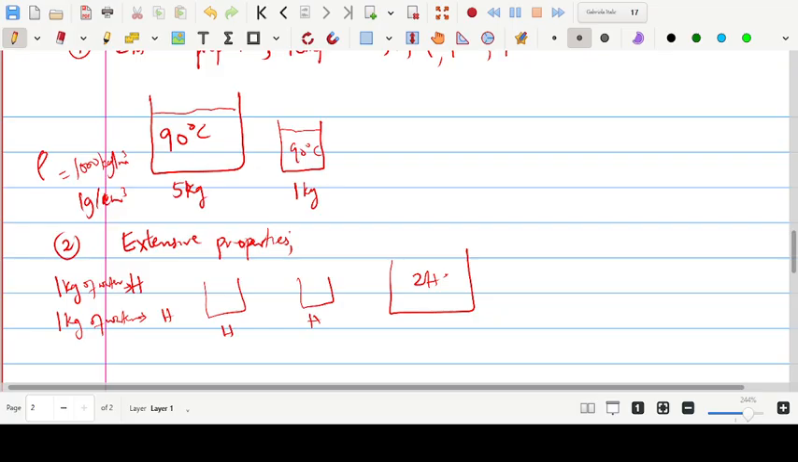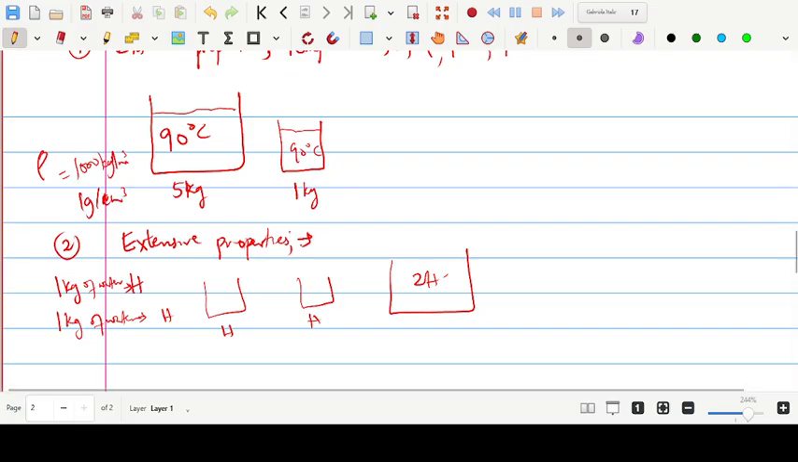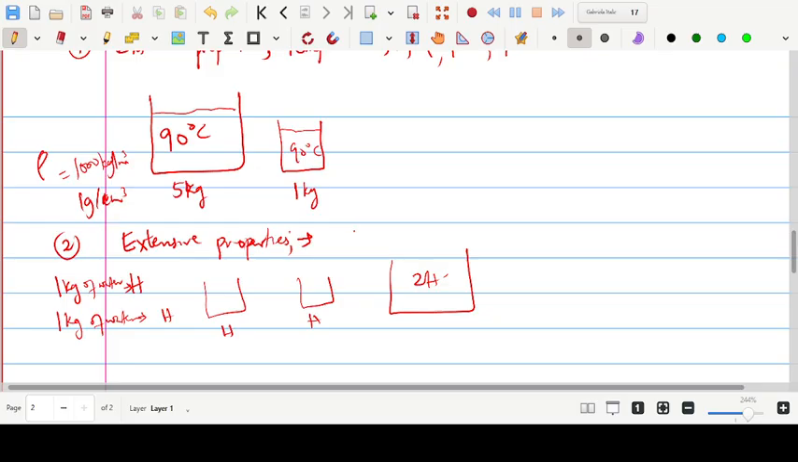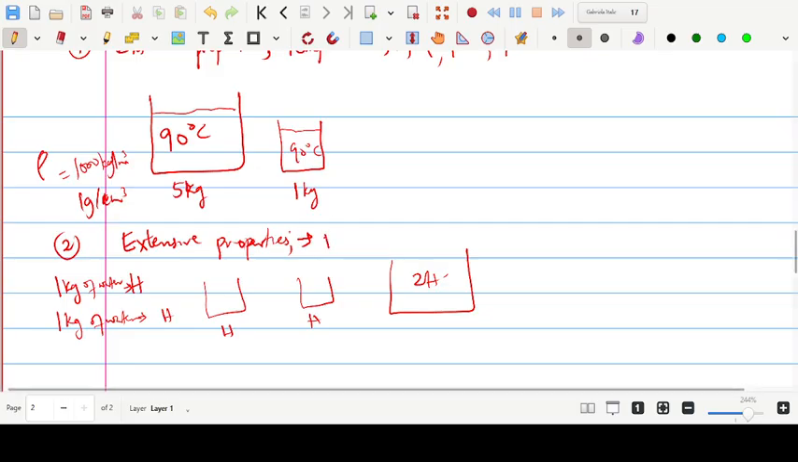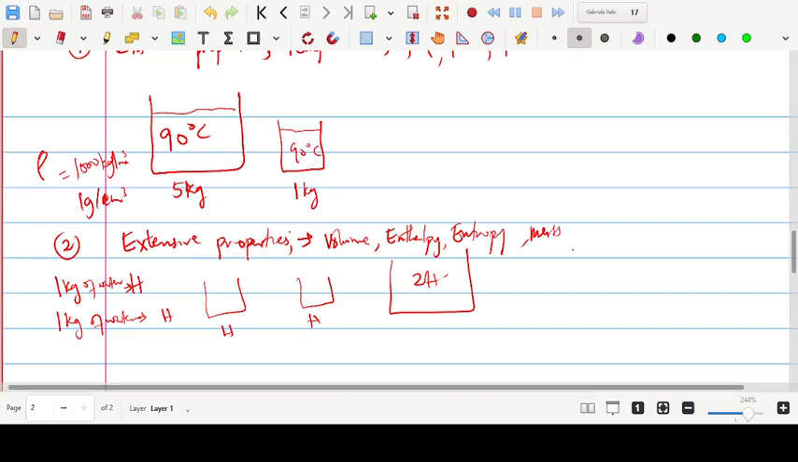So enthalpy is an extensive property. You understand now? Enthalpy is an extensive property. Among the properties that are extensive in nature are volume, enthalpy, entropy, and mass itself. A lot of them like that.